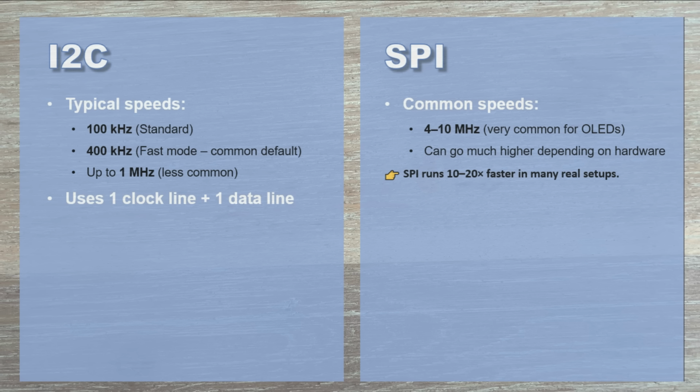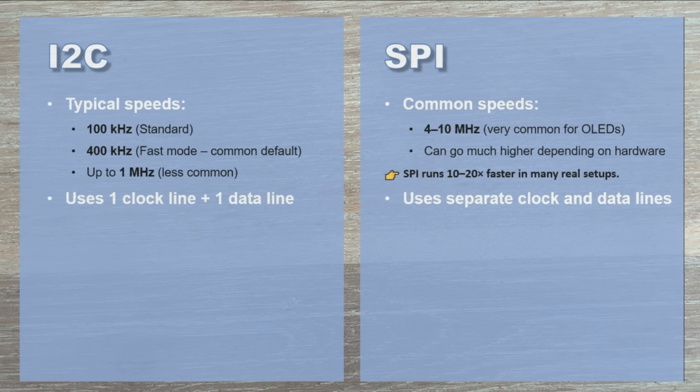With I²C you have one clock line and a single data line that handles both writing and reading. Everything goes over the same data line. SPI, on the other hand, has a clock line and separate data lines for transmitting and receiving. That separation alone makes a big difference in performance.